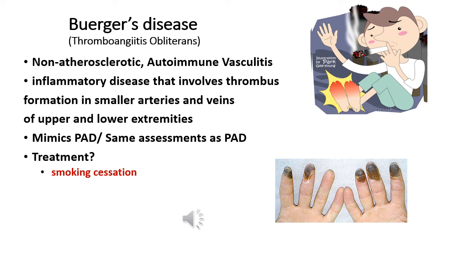Usually affects men younger than the age of 40. And usually the cause is traced back to either cigarette smoking, chewing tobacco or marijuana. The only way to stop the damage done to tissue by Buerger's disease, to stop the thrombus formation in those smaller arteries, is to stop smoking.